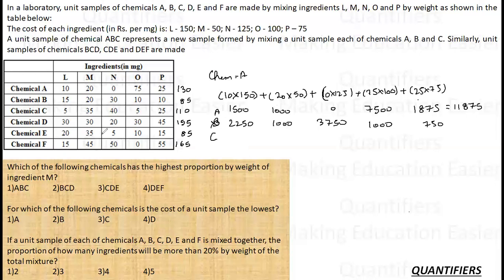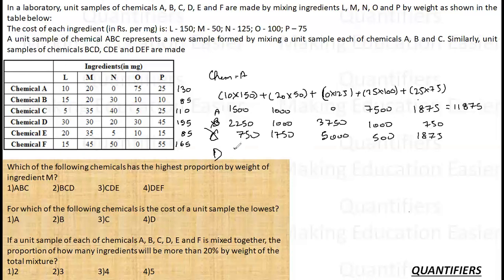Okay. See, 5 into 150 is 750. 35 into 50 is 1750. 40 into 125 is 5000. 5 into 500 and 25 into 75 again is 1875. So deficit is 1500. Okay, again, quite a difference, because if I say 7000 is the difference only here, I'm again not going to calculate it. C is also out of the race.